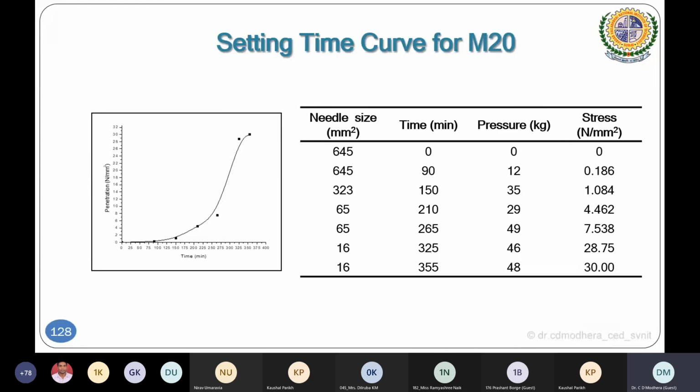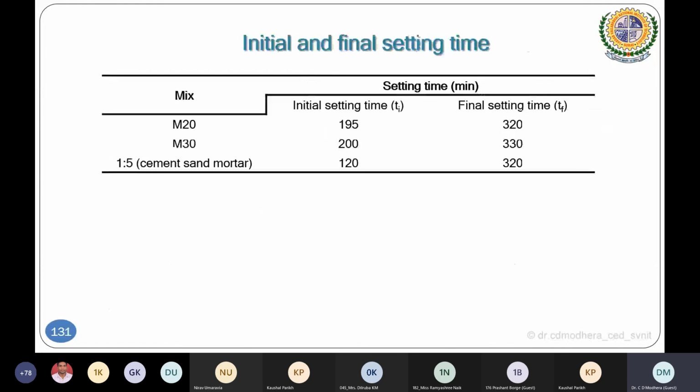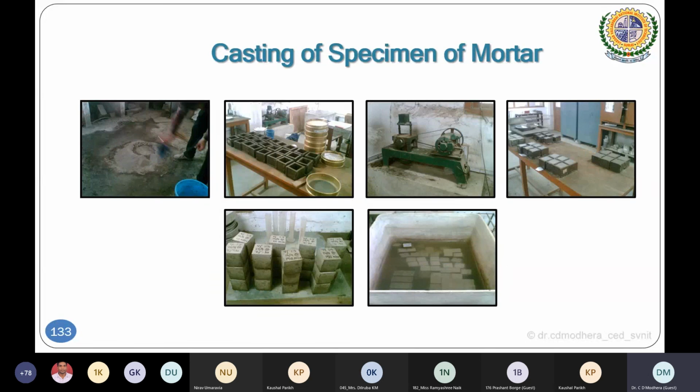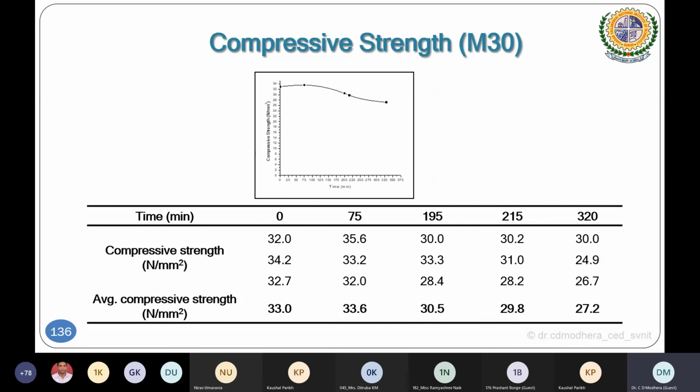For that, now, the setting time of concrete, you may never have heard of it, but the setting time of concrete we have to find out with the help of a penetrometer. So this is the work carried out by one of the PhD students.